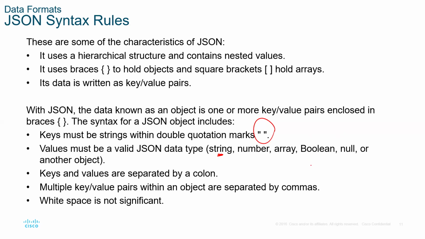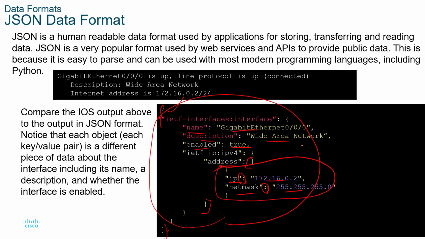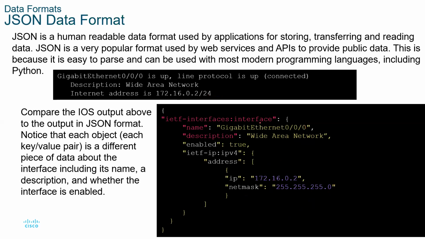And in quotes. So if I go to this example right here, we have a string. This is a string in quotes. Wide area network, that's a string. A number of characters, words, right?